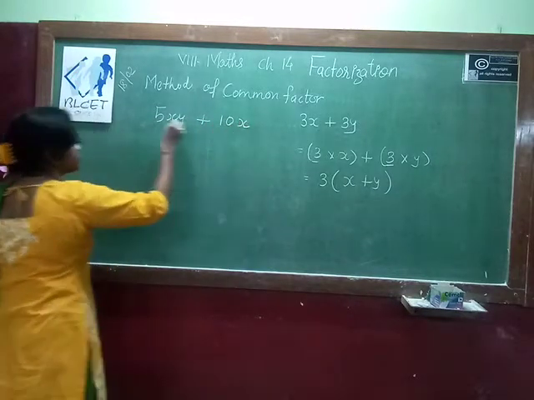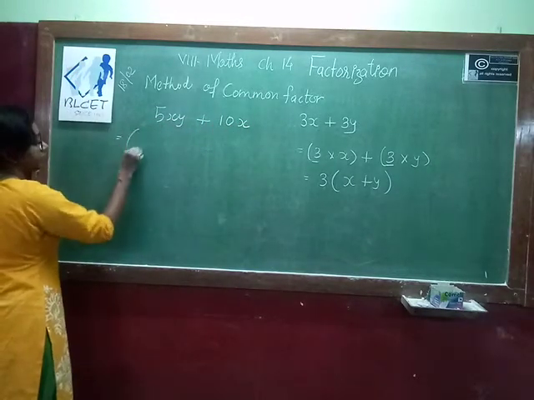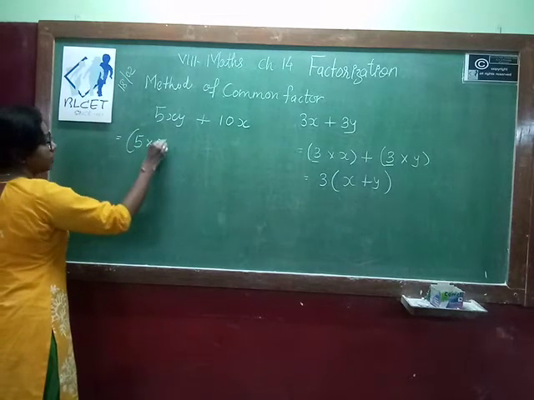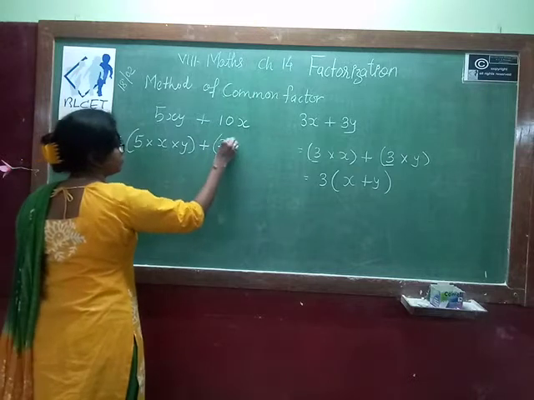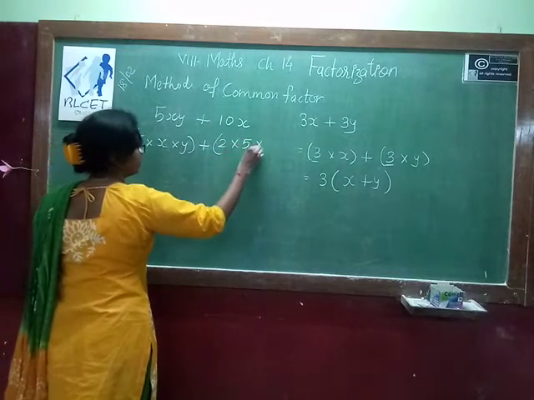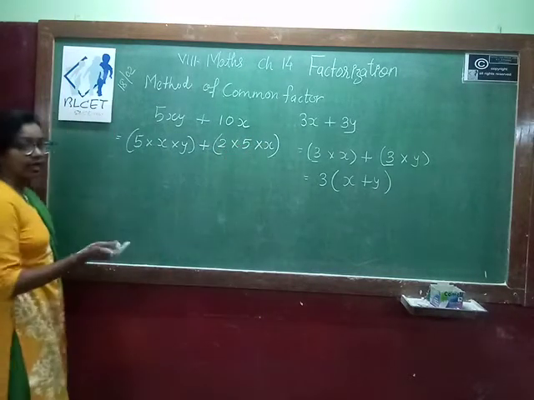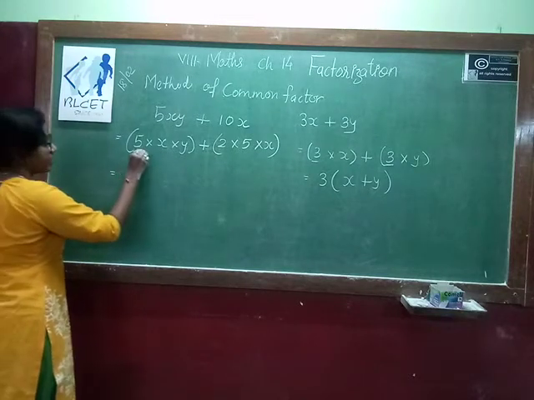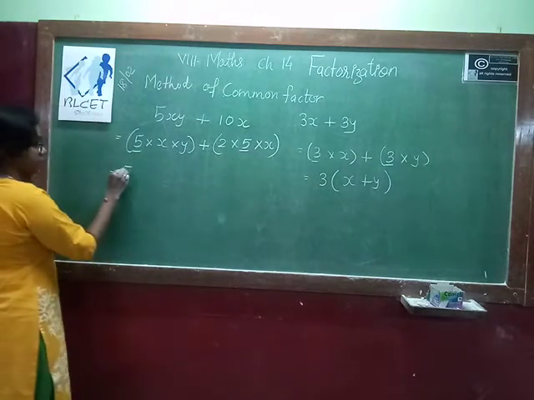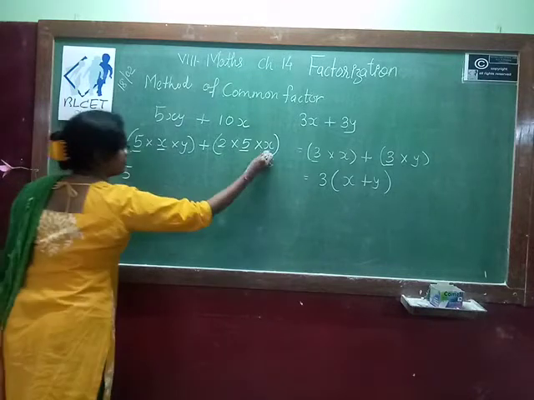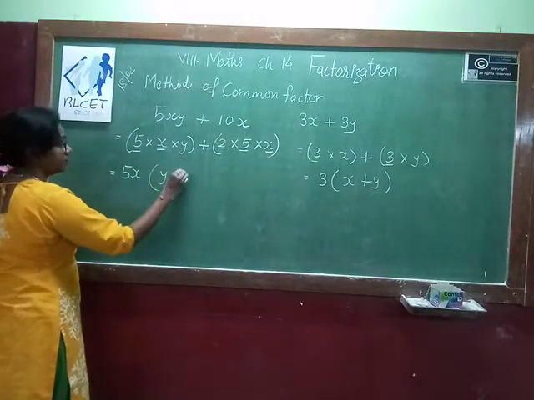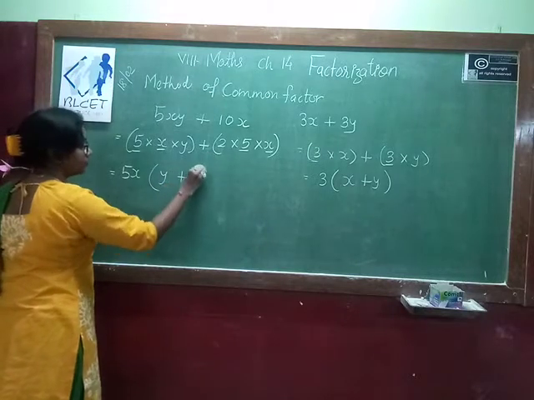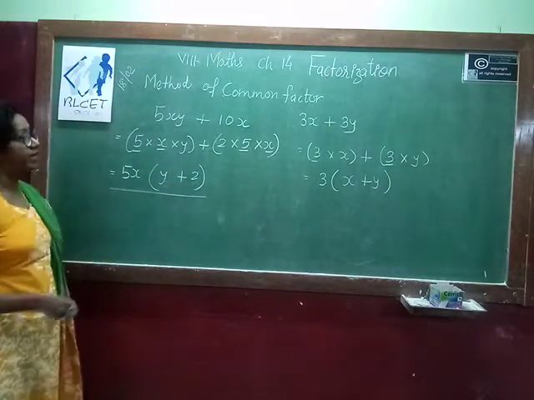Okay, so now first we write the factors of 5xy, that is 5 into x into y, plus 10x, that is 5 into 2, into x. Now take out the common factors. So 5 is common, x is common, so 5x. Now what is left? y plus 2. So these are the factors of 5xy plus 10x.